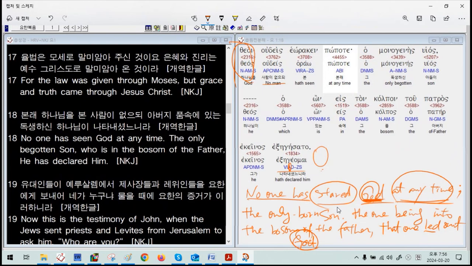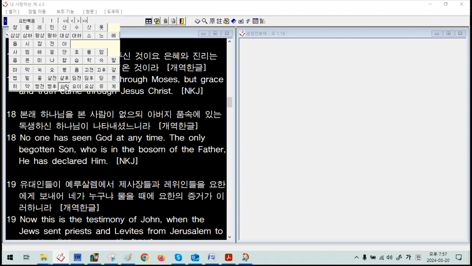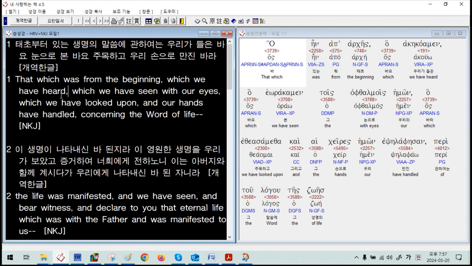This is a verb, indicative present perfect, hora verb, heoraken. We already learned the heoraken. The Gospel of John is written by Apostle John. When we go to First John, the same person, Apostle John, wrote it, right? Same thing. He is also using the heoraken, which is a verb indicative present perfect. Let's go there. First John chapter 1, verse 1. And here, as you see, heoraken.